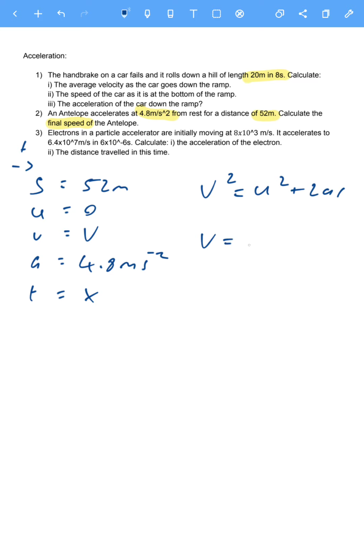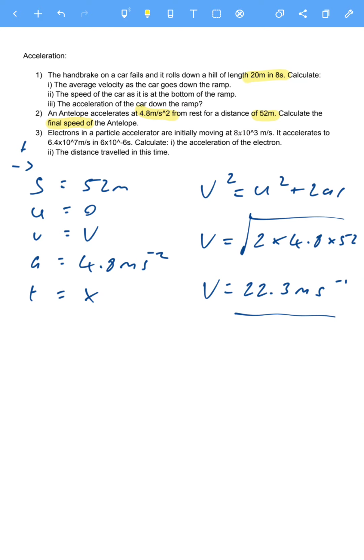So that would simply be V squared is equal to U squared plus 2AS. And we need V. So V is equal to the square root of U squared, which is 0, plus 2 times the acceleration times the displacement, which is 52. So if we do 2 times 4.8 times 52, and then square root the answer, that should give you 22.3 meters per second. Hopefully that one went okay, relatively straightforward.